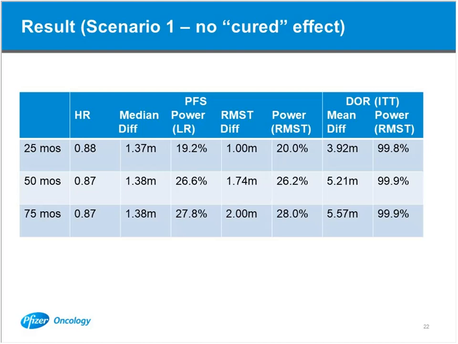This is because time to response is short, between a median of 2 to 4 months, and with a higher ORR in the treatment arm, a larger treatment benefit can be detected early based on the difference between 2 AUCs.